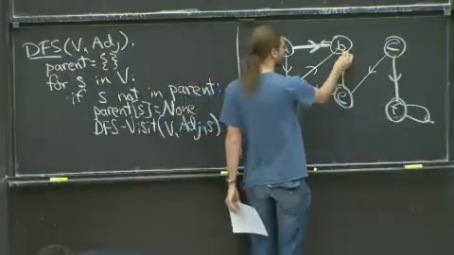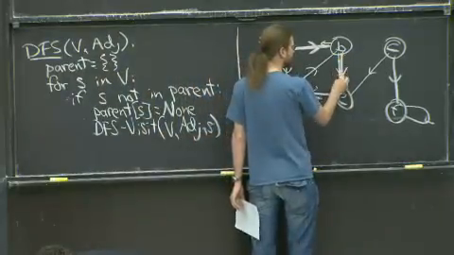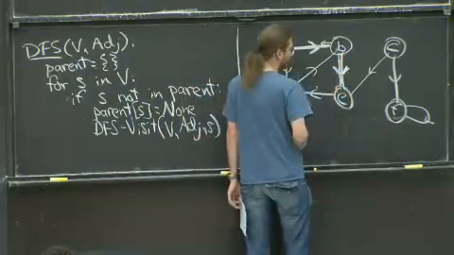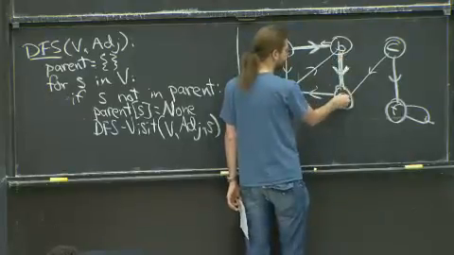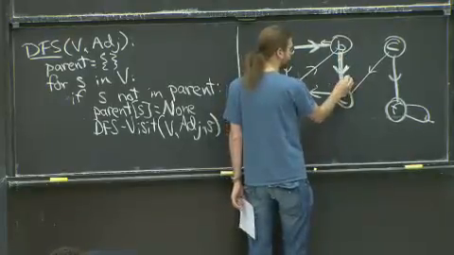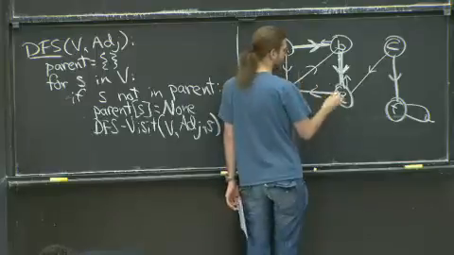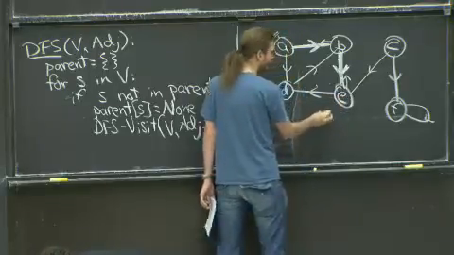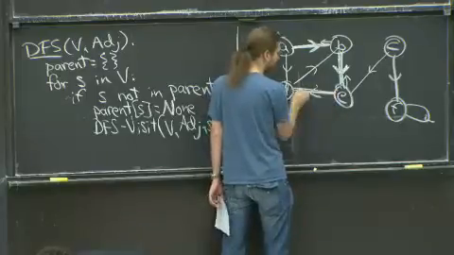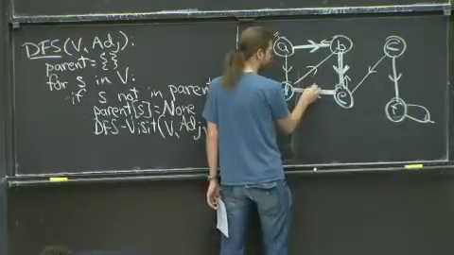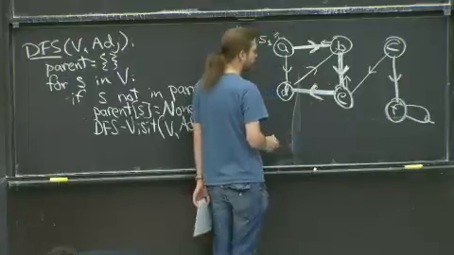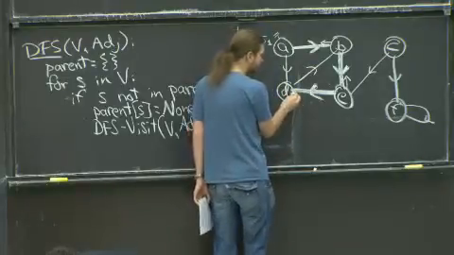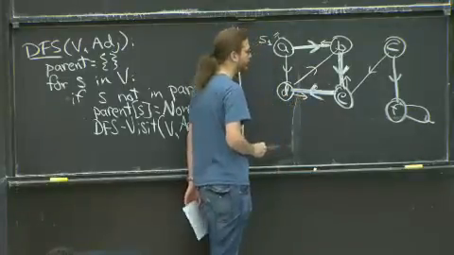So we look at all the outgoing edges from B. There's only one. So we visit this edge, from B to E. E has not been visited, so we set its parent pointer to B. And now we recursively visit E. E has only one outgoing edge, so we look at it, over here to D. D has not been visited, so we set its parent pointer to E.